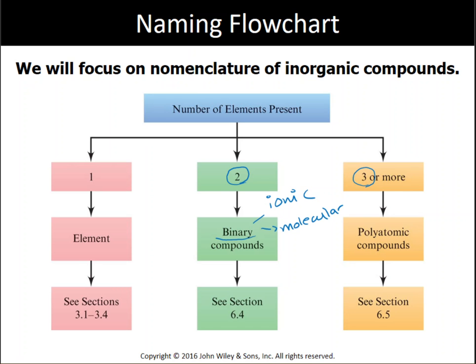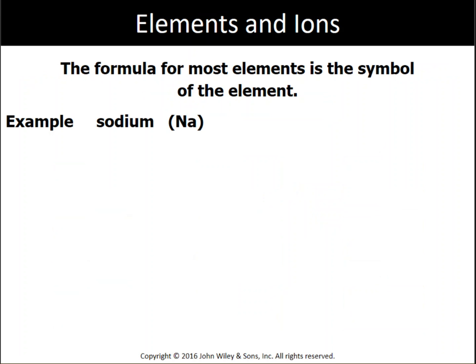And once we learn writing the formula and naming for binary compounds, we look at polyatomic ions and some ternary and quaternary materials. Now, before we get into looking at compounds, let's review how we name every element and every ion. And once we know the elements and ions, then we can put the elements together, ions together, make binary and ternary compounds, and then we can look at their naming.